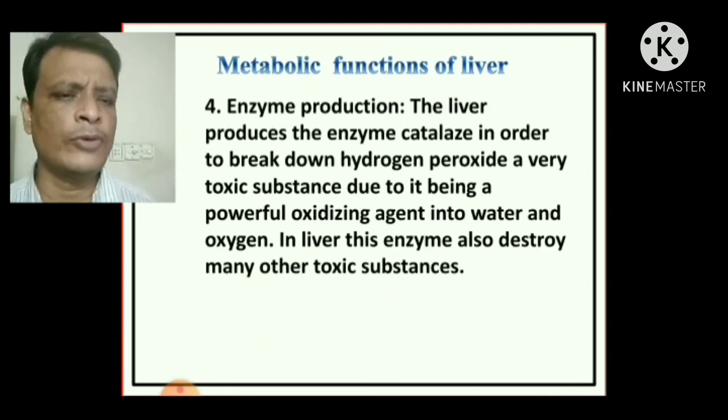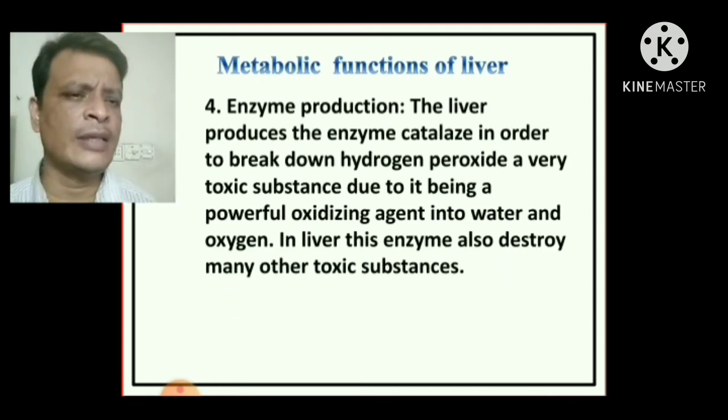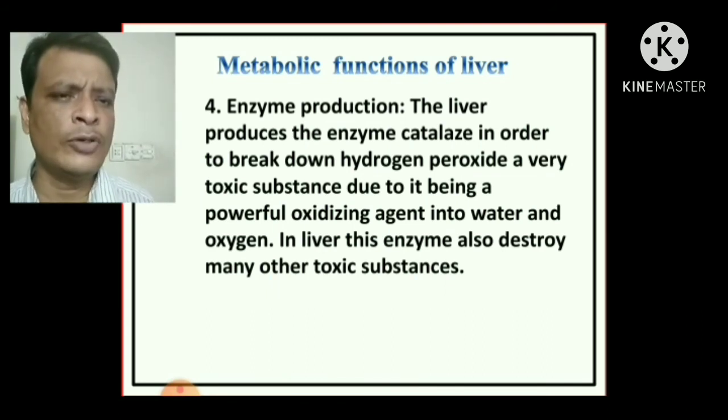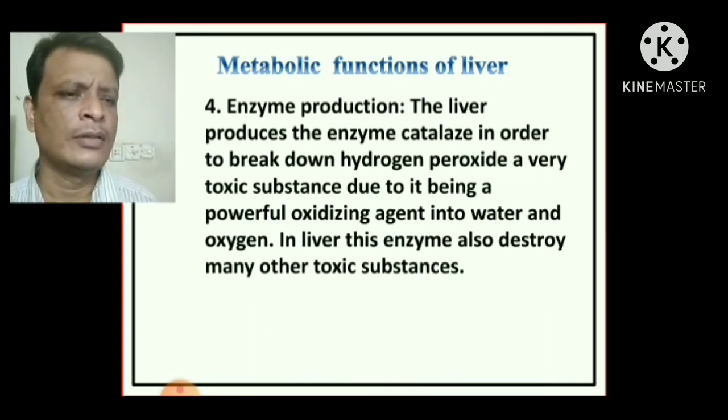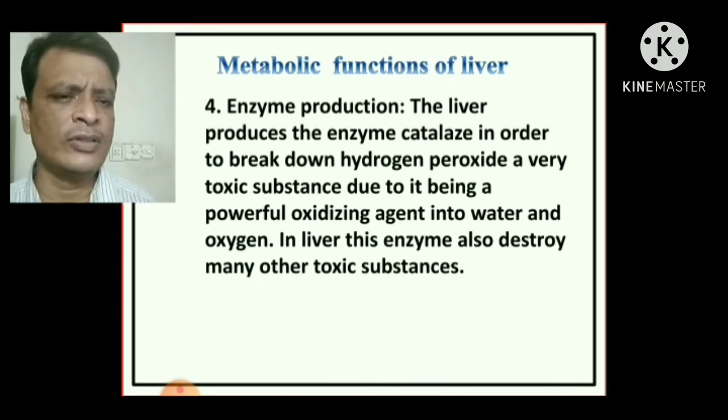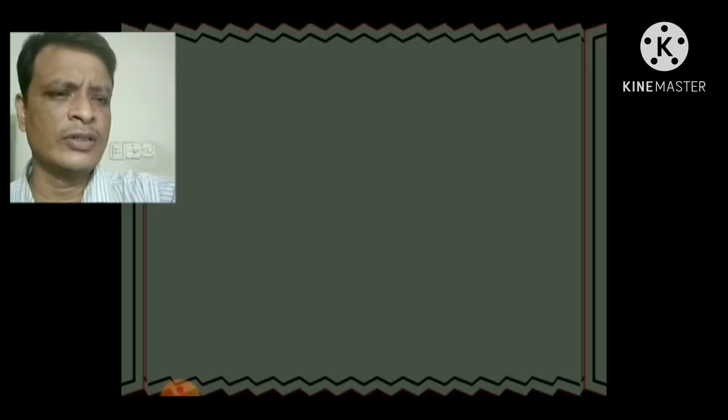Now the enzyme production. The liver produces the enzyme catalase in order to break down hydrogen peroxide, a very toxic substance due to it being a powerful oxidizing agent, into water and oxygen. In the liver, the enzymes also destroy many other toxic substances.